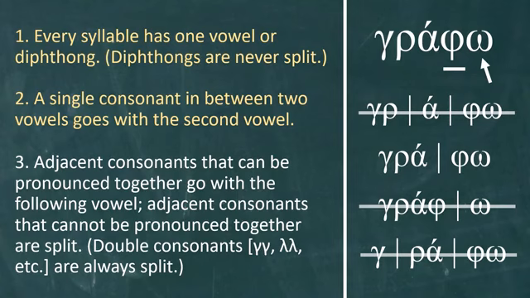Now, even though we've already solved the problem, I want to make one comment about the third rule. Adjacent consonants that can be pronounced together go with the following vowel. Note that our answer does satisfy this rule. The consonants gamma and rho can easily be pronounced together, gra. Thus they go with the vowel alpha. Of course, we could not have divided these consonants anyway, because that would have violated Rule 1. It would have left a single consonant, gamma, without a vowel.